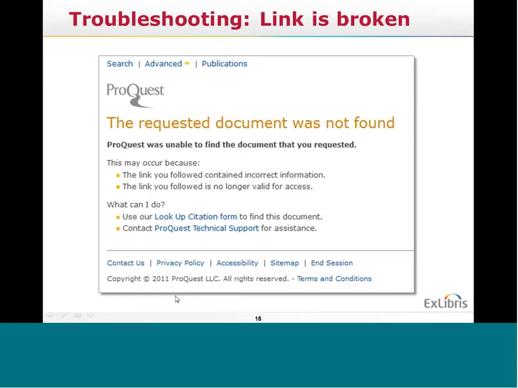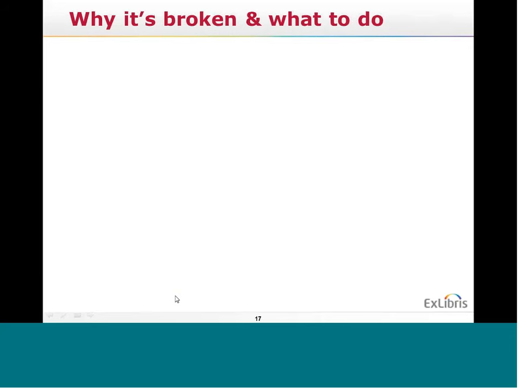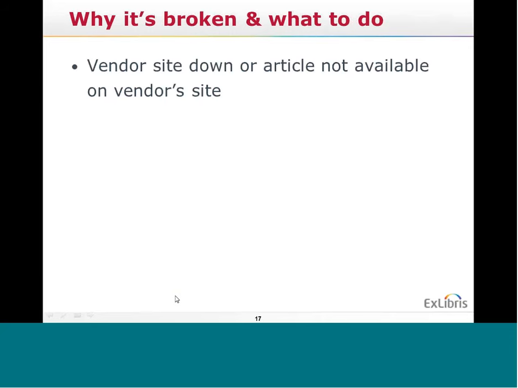The other type of issue we sometimes see is that everything looks great in the SFX menu, so the target links all appear as they should in the menu, but when you click on one of those links, you don't get the article you're looking for, or perhaps you get a message indicating that the article wasn't found. So in that case, why is the link broken? The most common causes for this situation are that the vendor site may be down, or the article may not be available on the vendor site.